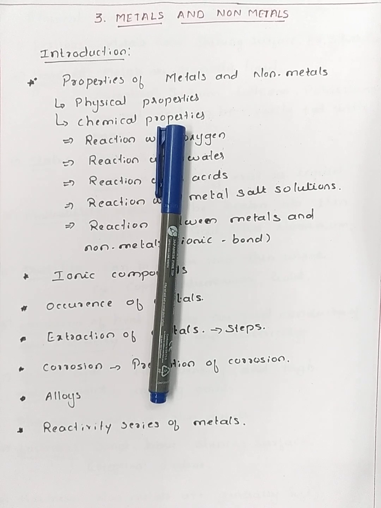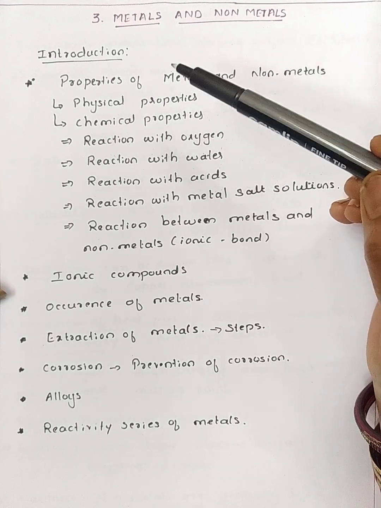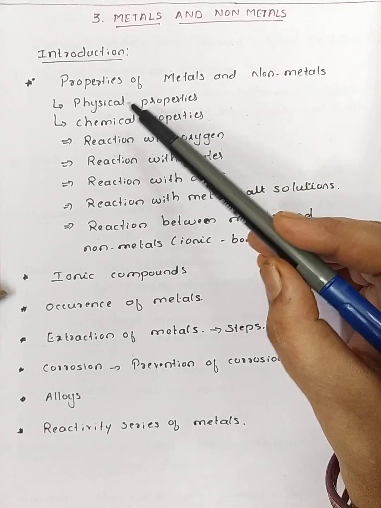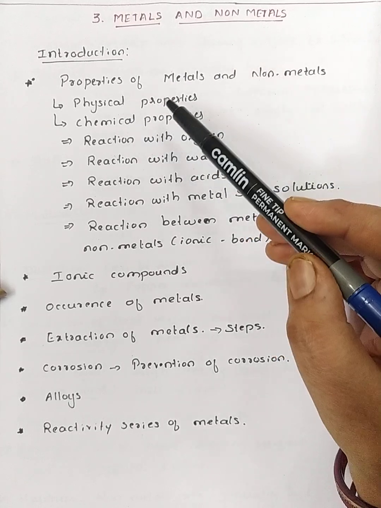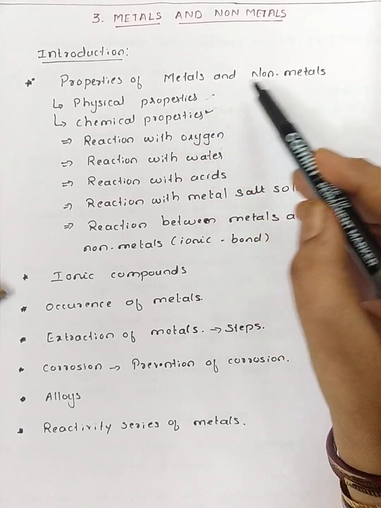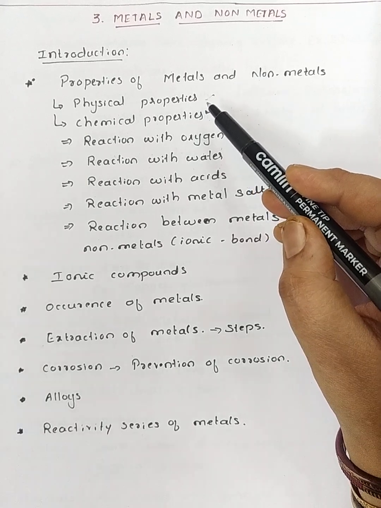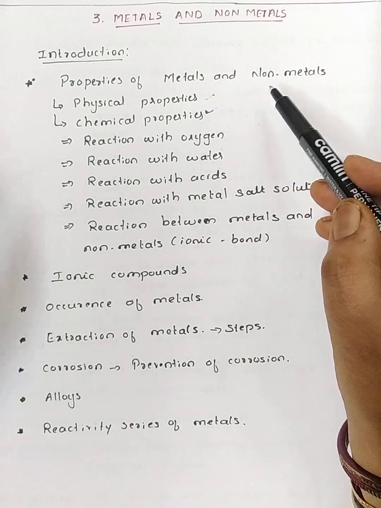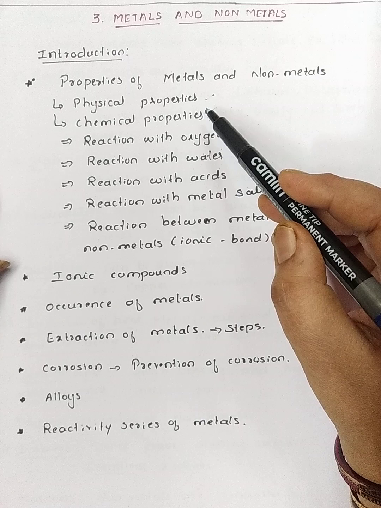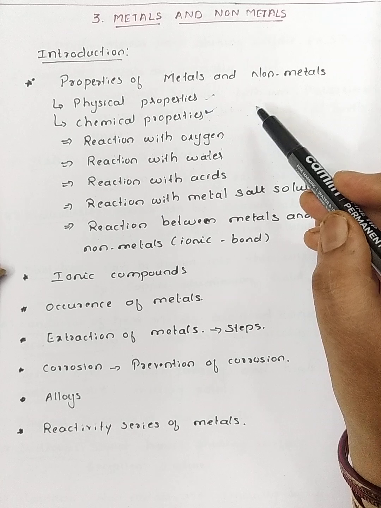Today from the 10th Science, we are discussing some important points from the chapter Metals and Non-Metals. In this introduction, mainly we study the properties of metals and non-metals. The properties are physical properties and chemical properties of both metals and non-metals. Physical properties means by looking at the substances we can identify whether they are metals or non-metals. Chemical properties means chemical reactions will take place and chemically they will change.